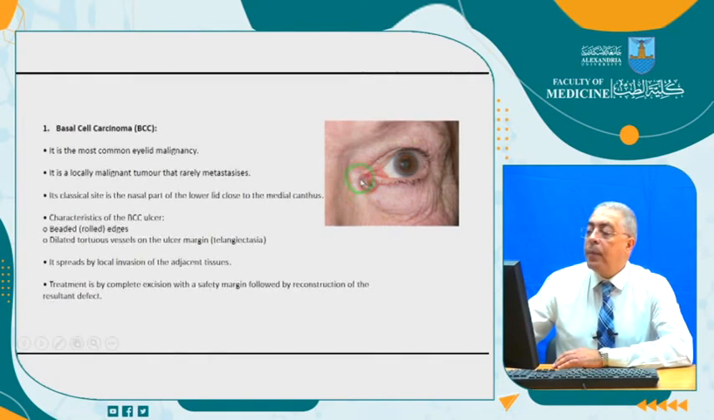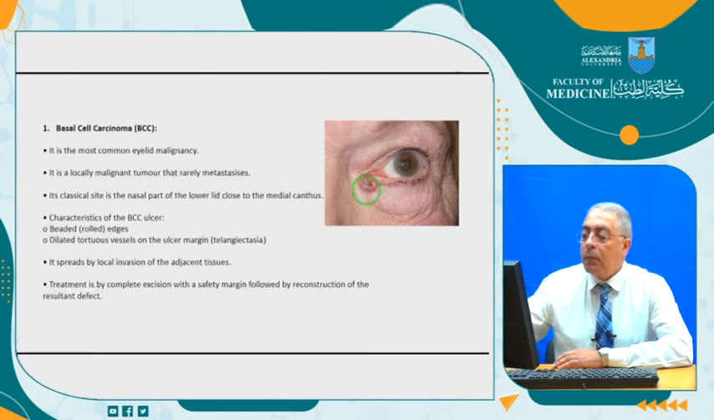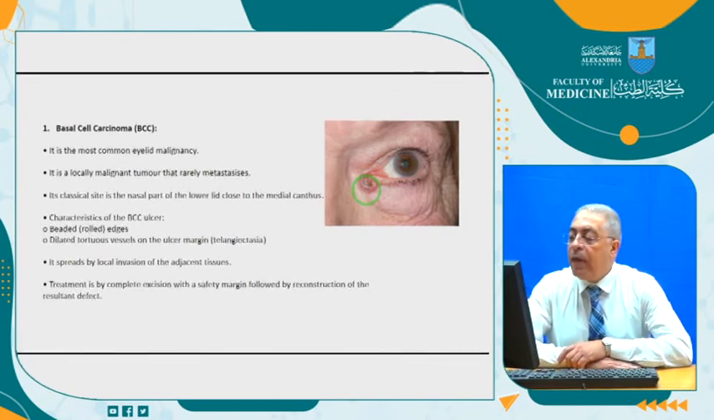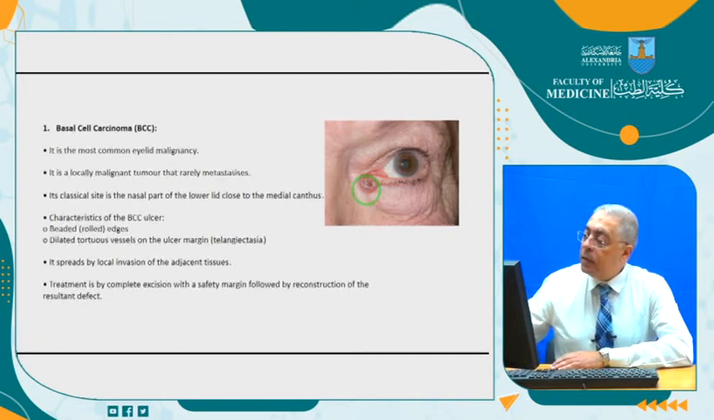It's characterized by beaded or rolled out edges. There is rolling of the edges with a necrotic floor and dilated vessels over its margins, what we call telangiectasia. As we said, it spreads by local invasion of the adjacent tissues and is treated by complete excision with a safety margin. We leave around 3 millimeters all around, we remove it, and we do a reconstruction procedure. We reconstruct the defect by skin flaps or grafts or whatsoever.